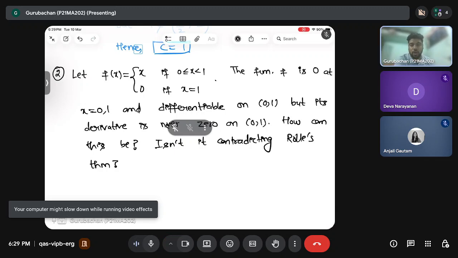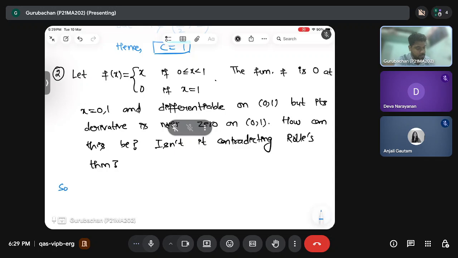So if you recall, in Rolle's theorem we need our function to be continuous over the closed interval and differentiable over the open interval, and the functional value at the first point and the last point should be equal, to get the existence of f dash equal to 0. So here we are given that f of 0 is equal to f of 1. From here I can say that the value at the first point and the value at the last point of the interval are equal.